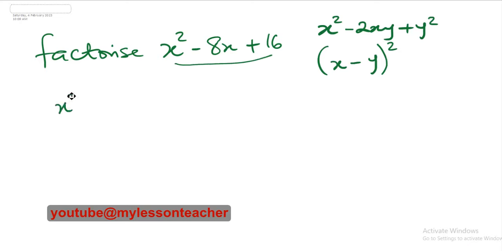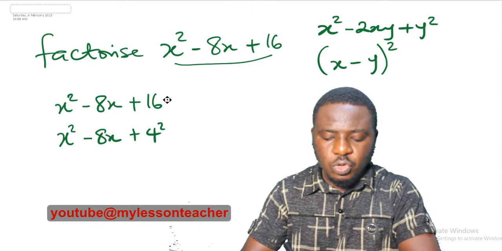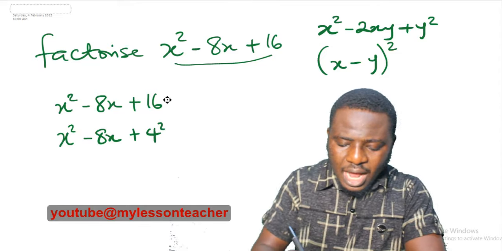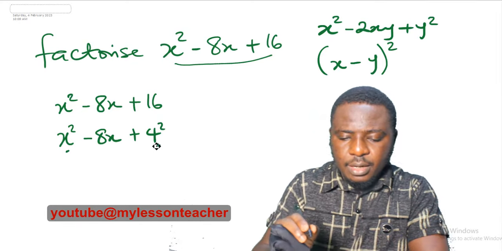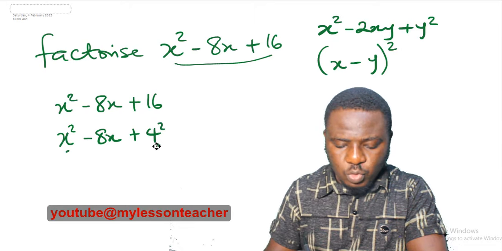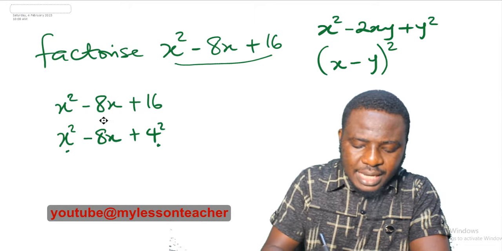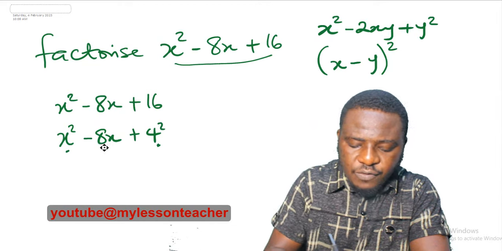Let's see how we can express this in this form. So x squared minus 8x plus 16 can be simplified: x squared is already a square. Let's make the last term a perfect square first, plus 4 squared, because 4 squared gives you 16. So I have made the first term and the last term perfect squares. Now, what about the middle term? The middle term must be twice the product of the first term and the last term.